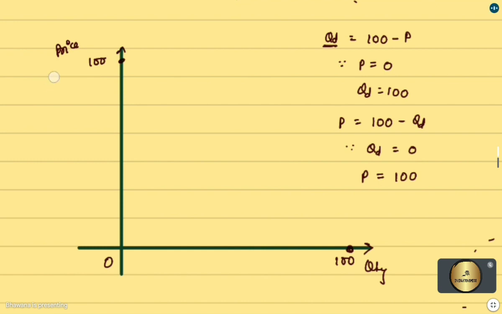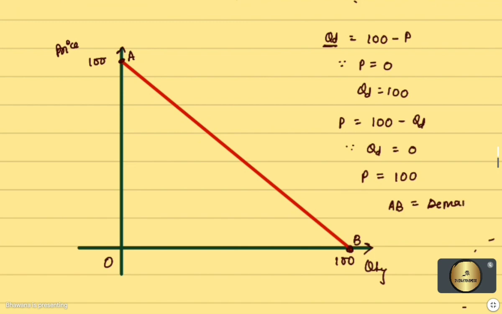Now we can join these two points. When we join these two points, we get our demand function. Let's say this is point A and this is point B. This is our demand function, AB. This red line is our demand curve, based on the given demand function.